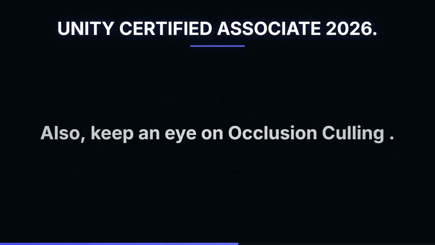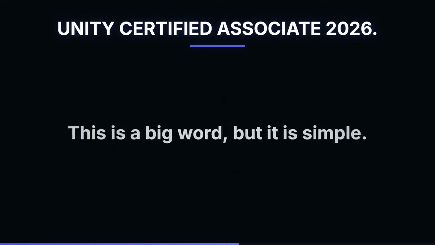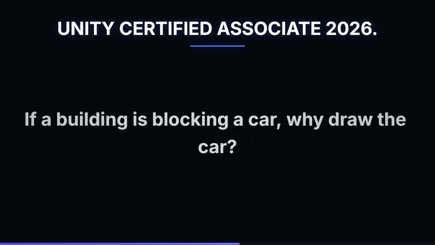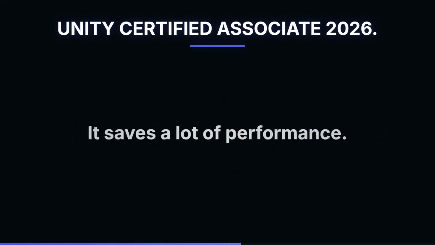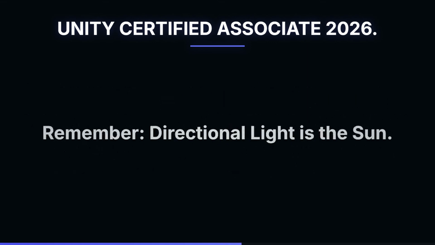Also, keep an eye on occlusion culling. This is a big word, but it is simple. If a building is blocking a car, why draw the car? Occlusion culling tells Unity not to render things that the camera cannot see. It saves a lot of performance.